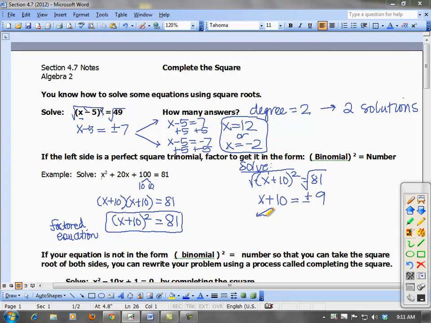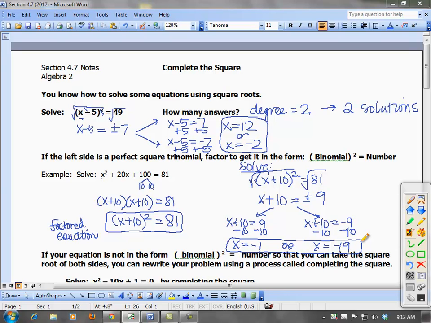So I write my 2 equations, and I say x plus 10 equals, let me actually make that a 10. x plus 10 equals positive 9, and x plus 10 equals negative 9. Now I'm going to solve them the same way. Subtract 10, I get x equals negative 1. Or, if I subtract 10 over here, I get x equals negative 19. You still should come up with 2 solutions because I had an x squared to begin with.